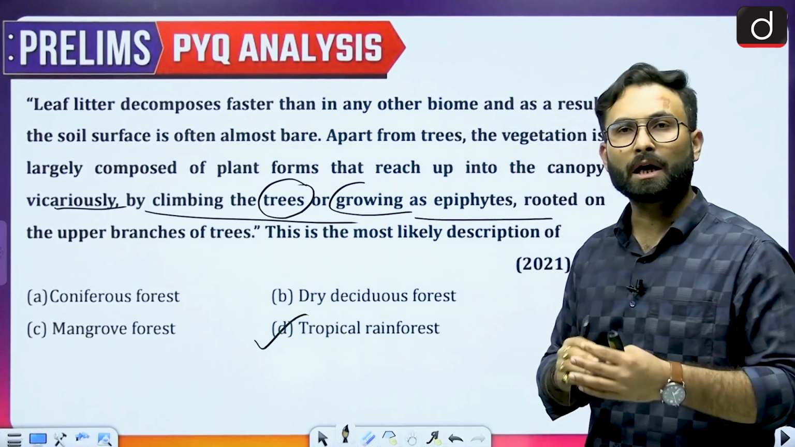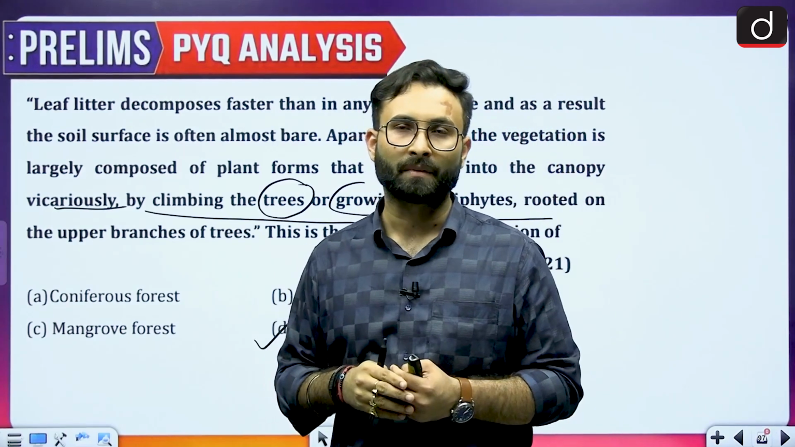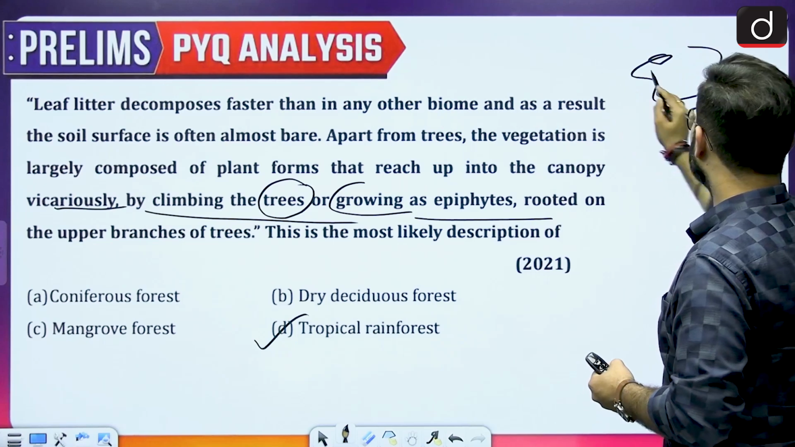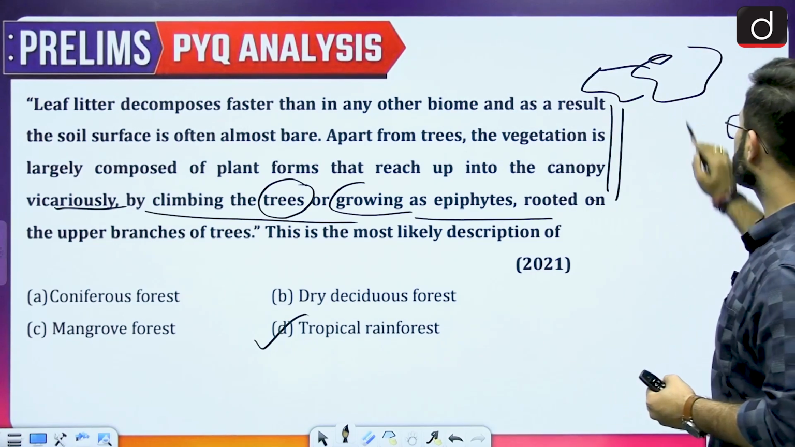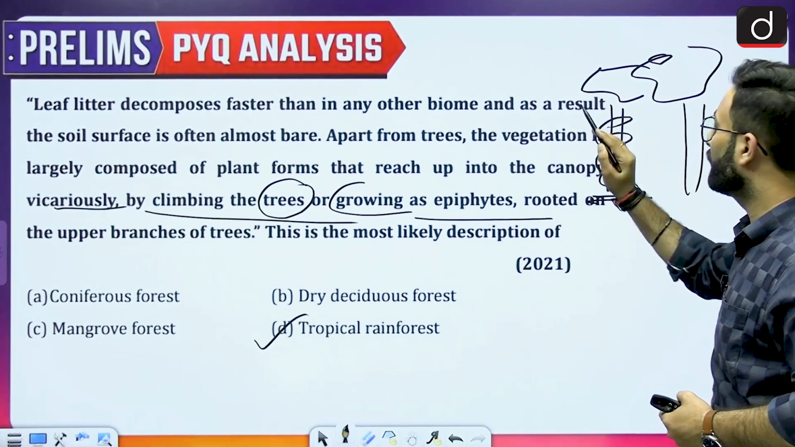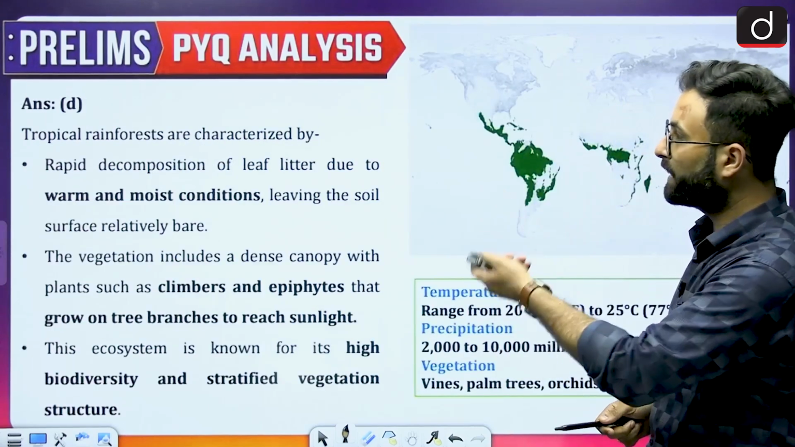Because the canopy and the forests are so dense that sunlight is not entering inside the forest. And for that, what will happen is that, let's say there is a tree like this, and this is the canopy and this is the stem. So smaller trees which are on the ground will start to climb on these trees. Okay, so that is the feature of tropical rainforest, which is given over here. You can go through this.